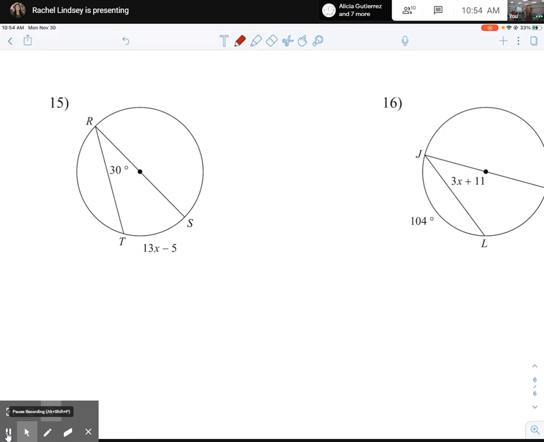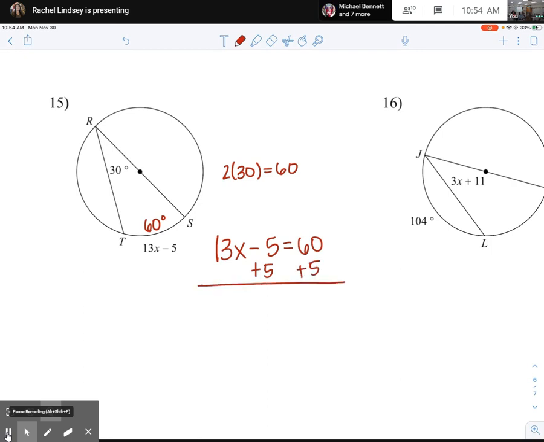Okay. So 2 times 30 will give you your arc, which is 60. And then we're going to set 13x minus 5 equal to 60. So add 5 to both sides. Got 13x equals 65. Divide both sides by 13. And what do you get? X equals 5.